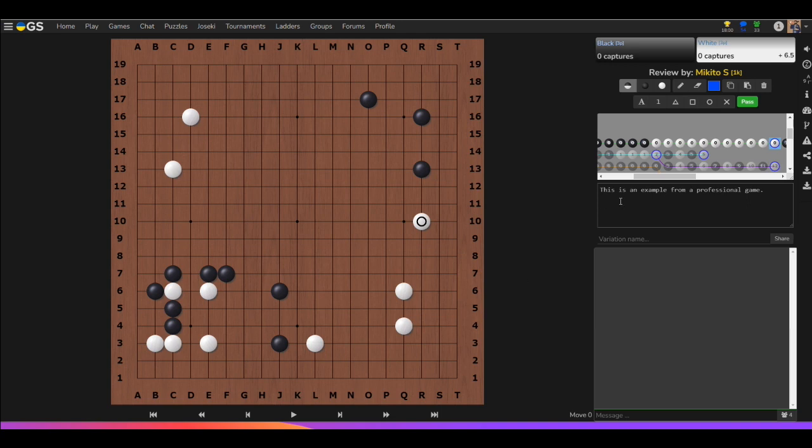All right, this is an example from a professional game. So at this point, we can look at the board, right? And we find that here is that three space extension. So we know that we're going to learn about the attachment here. So let's take a look.